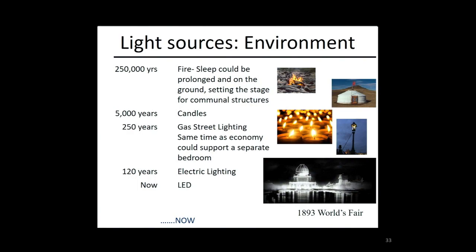What do we mitigate this with? Light sources and fire. Imagine you were 250,000 years ago and you didn't have a fire, didn't have a light. What would you do? You'd go in and you'd probably have 2 sleeps, maybe even 3 sleeps. Be able to do things that way. So with fire, sleep could be prolonged on the ground, setting the stage for communal structures.